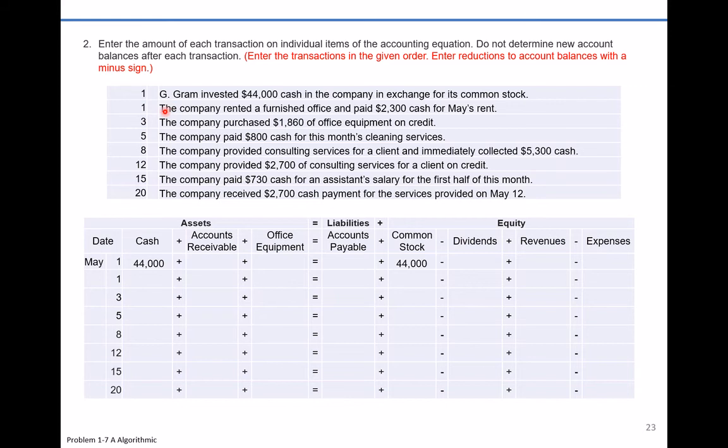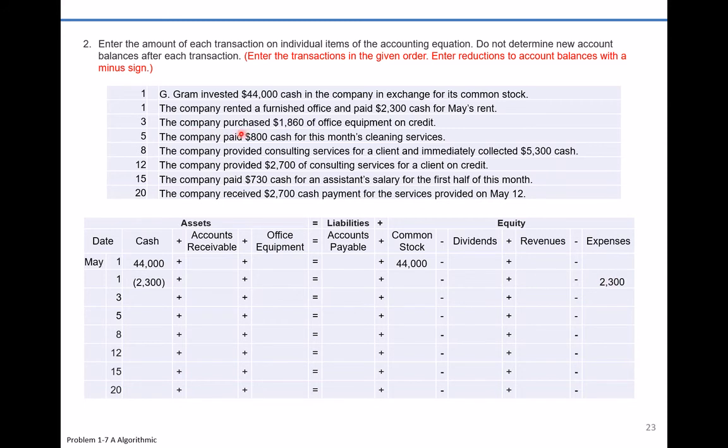Next transaction, May 1st, the company rented a furnished office and paid $2,300 cash for May's rent. So what accounts were involved in this transaction? Well, we know cash is one. Cash went down by $2,300. And the other is a rent expense. So rent expenses or expenses went up by $2,300.